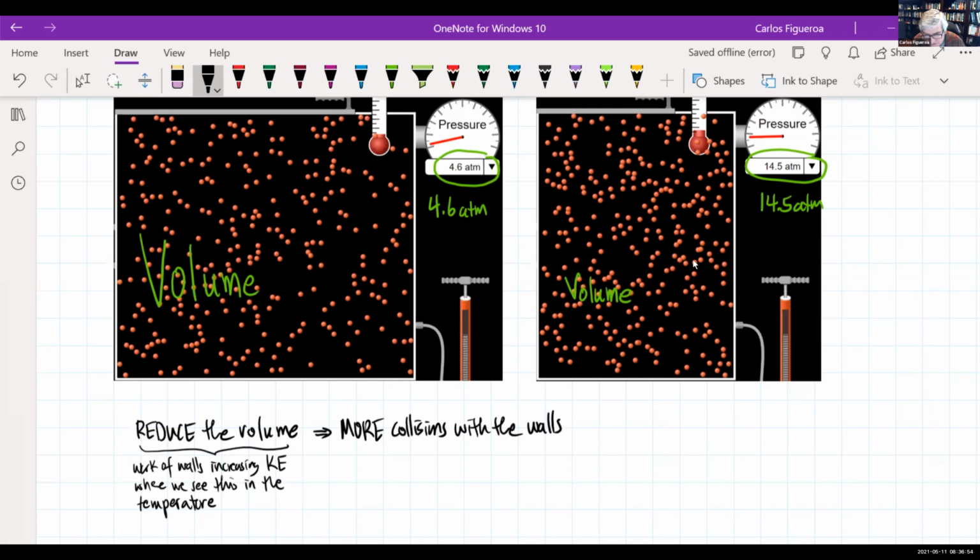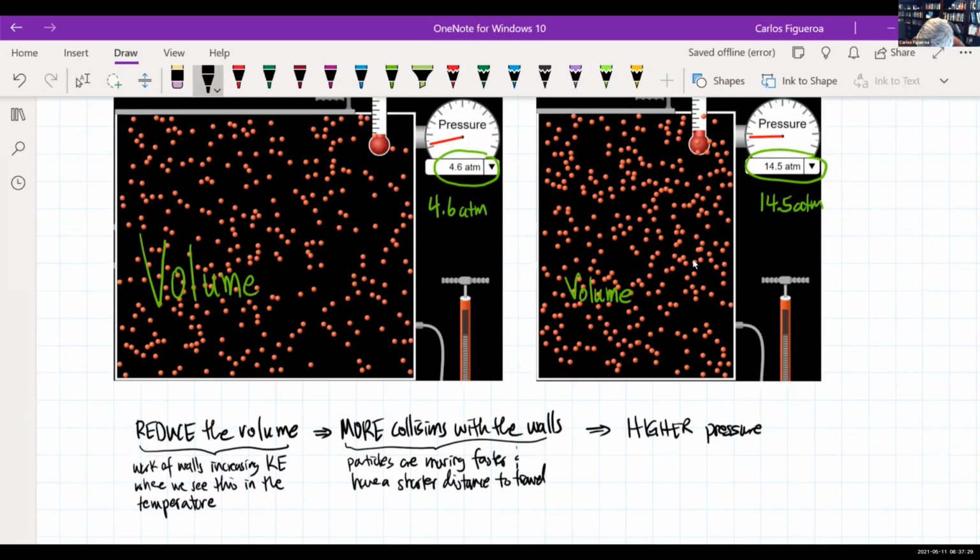But there's more collisions with the walls because now the particles are moving faster and have a shorter distance to travel. And as a consequence, what does that do? We end up having a higher pressure. Okay? So that's how we did that.